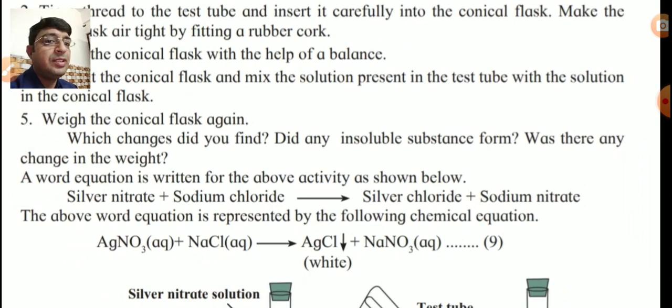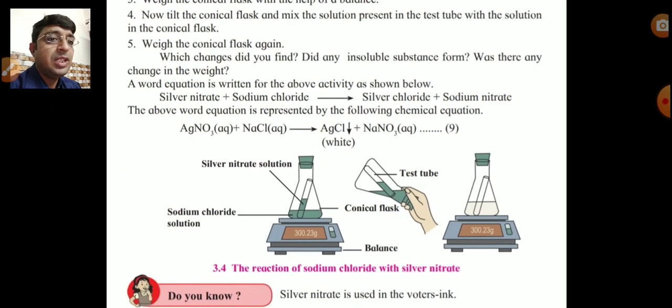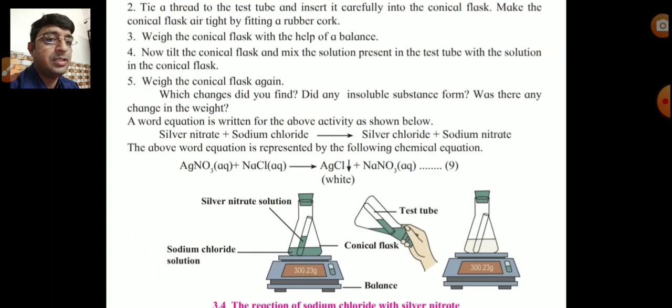A word equation is written for the above activity as shown. Silver nitrate reacts with sodium chloride to form silver chloride plus sodium nitrate. The above word equation is represented by the following chemical equation. So this is the second step. Silver nitrate, AgNO3 in aqueous state, sodium chloride, NaCl also in aqueous state, to form silver chloride precipitate, a white colored precipitate is formed, plus NaNO3, sodium nitrate in aqueous state. So we are confirming the answers of these 3 sub questions. Check there.